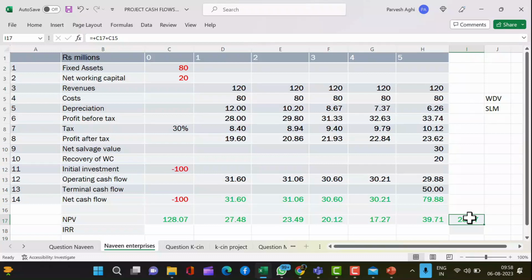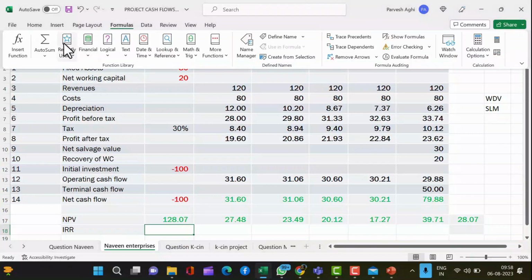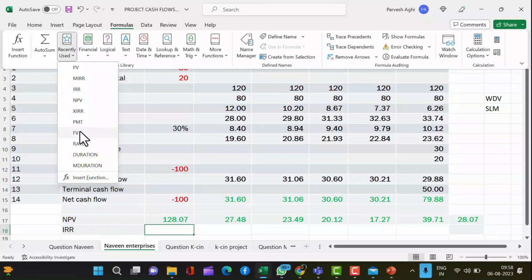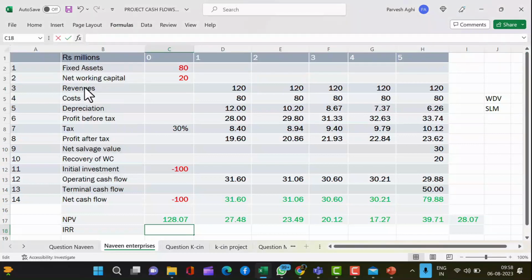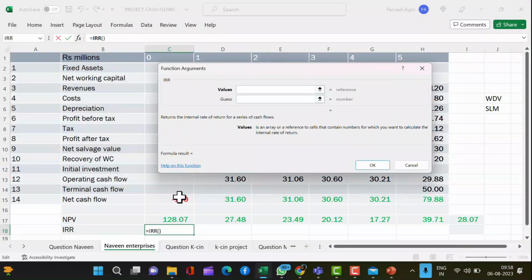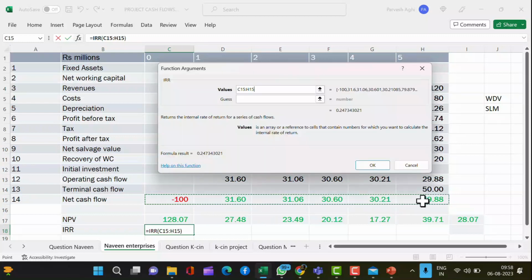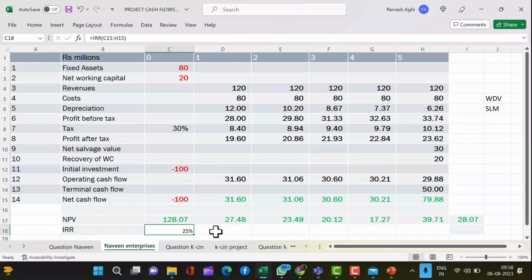Yes, sir, we can go ahead because we are getting a positive NPV. Very well. Now let's calculate the IRR. Okay, so we can go to the formulas and pick up IRR, and pick up all the values and say okay. So what is the IRR of the project?